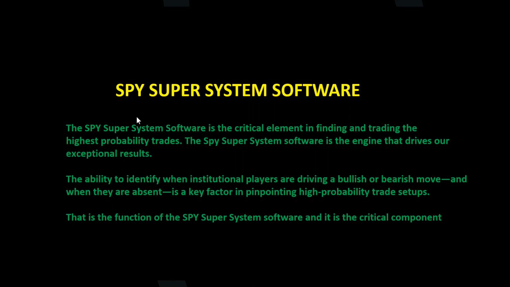But I want you to remember something. The SPY Super System software, it's the critical element in finding and trading the highest probability trades. Right? This is what's driving our results. The SPY Super System software is the engine that drives our exceptional results. So when you see the results, remember, we wouldn't have results as good as this if we didn't have this particular piece of software. The ability to identify when institutional players are driving a bullish or bearish move and when they're absent is the key factor in pinpointing high probability trade setups. And this is the function of the SPY Super System software, and it's the critical component.